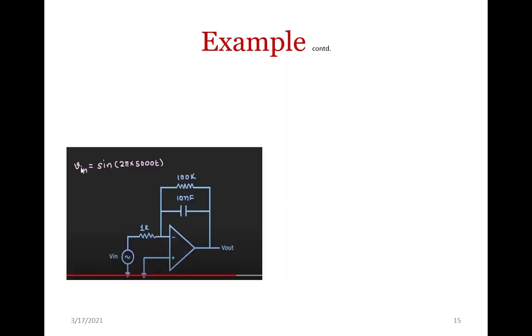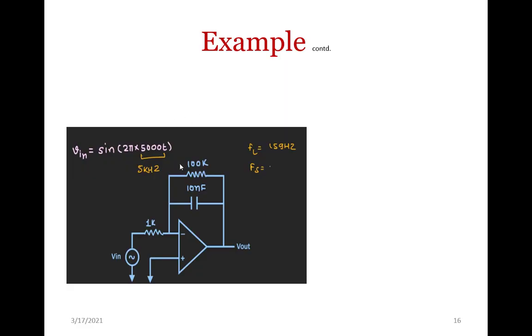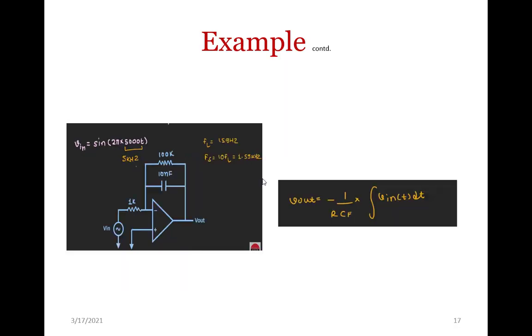Now, my input signal is given as Vin is equal to sin 2 pi 5000 t. I have to find out what my Fs is. If I find my Fs, I can tell whether the circuit works as an integrator. What is Fs? 5 kilohertz. Is 5 kilohertz greater than 10 times FL? Yes, because 10 times FL is 1.59 kilohertz, whereas the signal frequency is 5 kilohertz. Definitely the circuit is going to work as an integrator, that is, minus 1 by R CF integral of Vin of t dt.